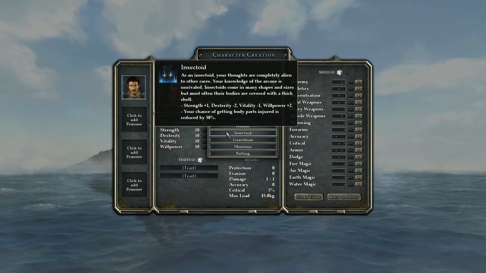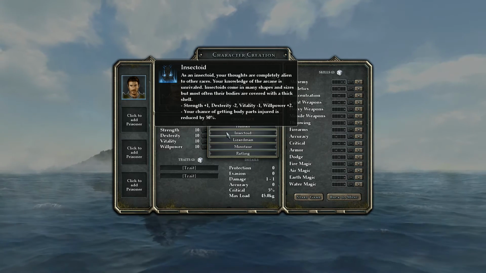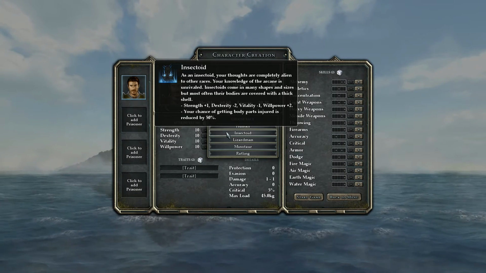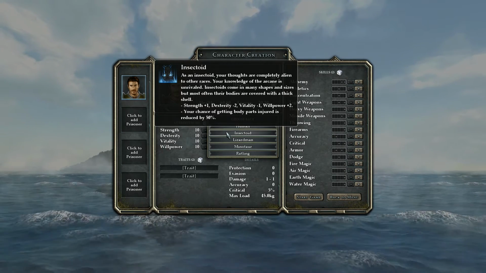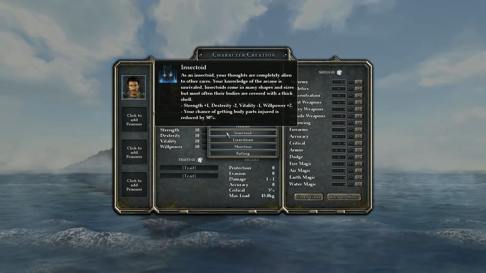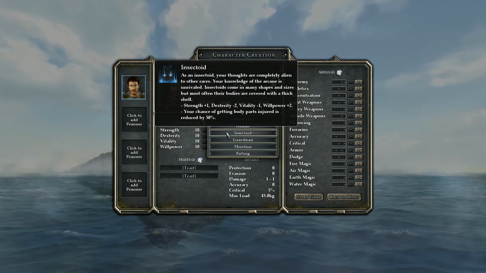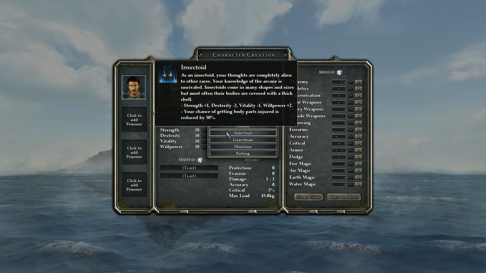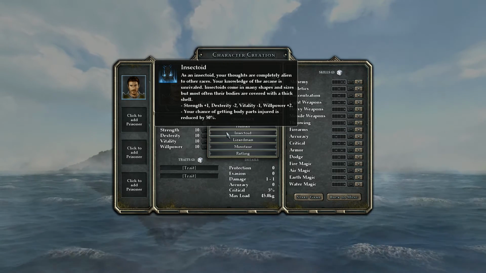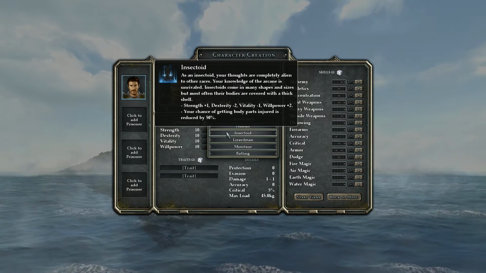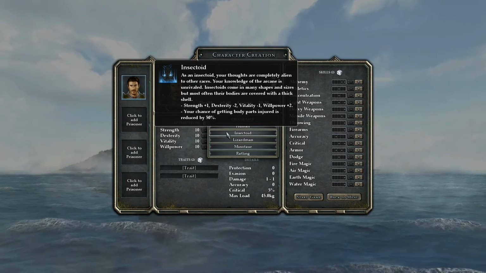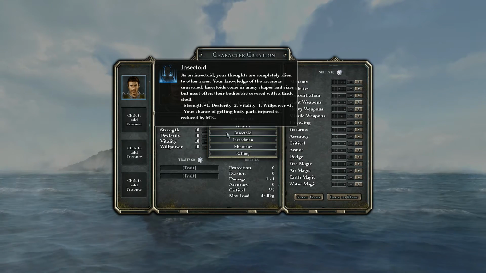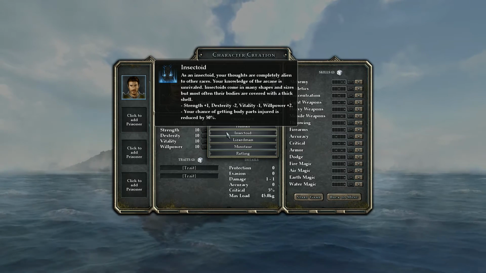Insectoid. As an insectoid, your thoughts are completely alien to other races. Your knowledge of the arcane is unrivaled. Insectoids come in many shapes and sizes, but most often their bodies are covered in a thick shell. Strength +1, dexterity -2, vitality -1, willpower +2. Your chance of getting body parts injured is reduced by 50%.